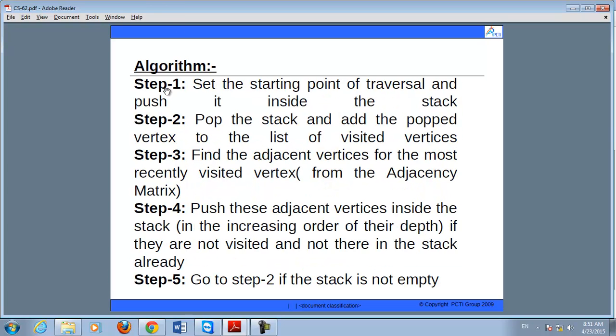If you want to see the algorithm for DFS, the steps are: set the starting point of traversal and push it inside the stack. First select a point, then push this point onto the stack, then pop the stack and add the popped vertex to a list. Then find the adjacent vertices to the most recently visited vertex and push these adjacent vertices onto the stack. This process will be repeated until the stack is empty.